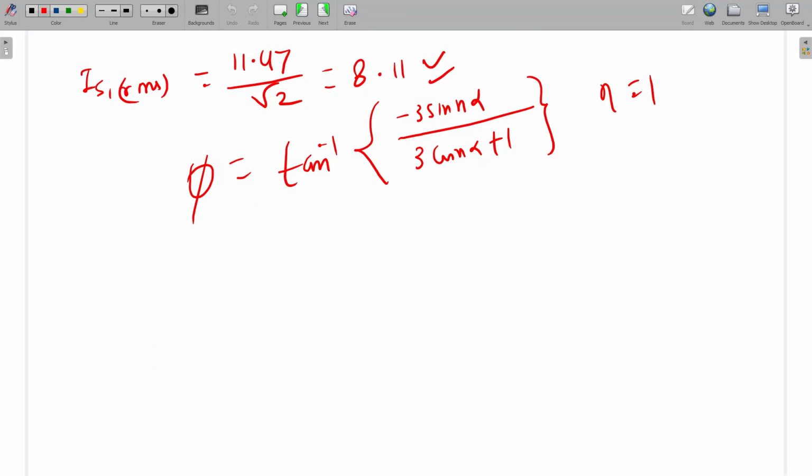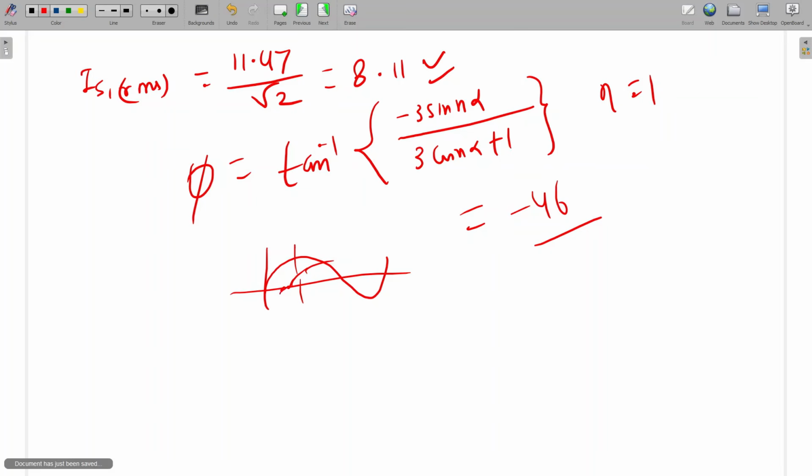I'm getting minus 45 point something, so it will be minus 46 or something. So this much lagging we are getting in the current. This is the source voltage. The fundamental source current will start from somewhere here. This is 50% of what we have observed in the waveform, which I have not calculated there. So the amplitude, how much did we get? 11.47, and the phase lag of this component is minus 46 degrees.